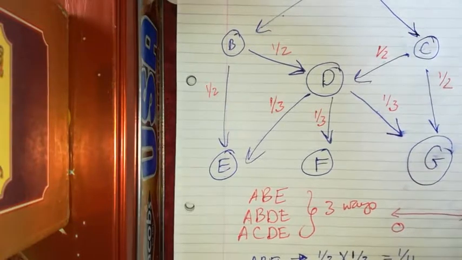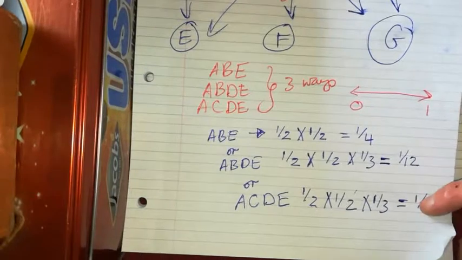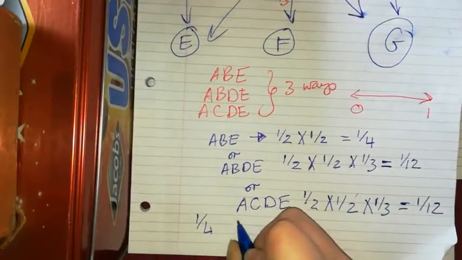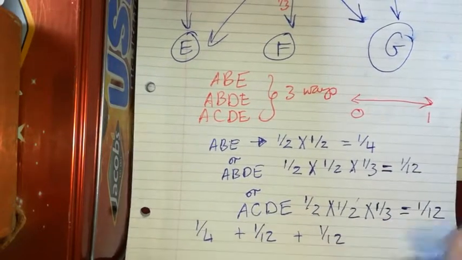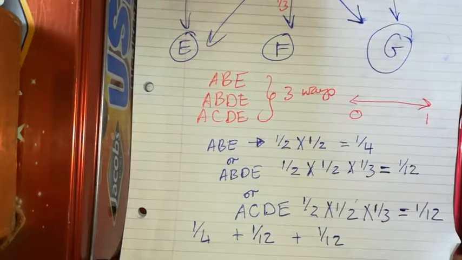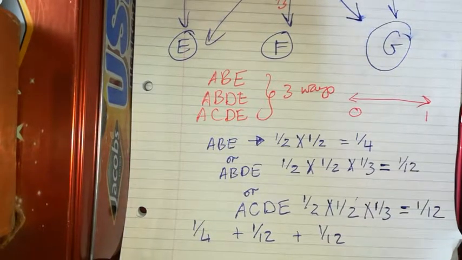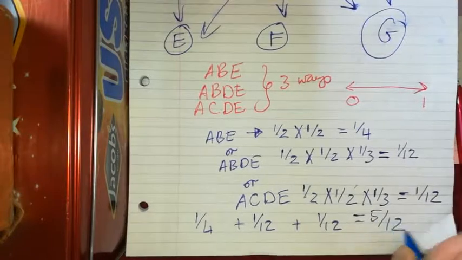So if we're doing this way or that way or that way, we have to add the probabilities. So a quarter, or means we add, plus 1/12, plus 1/12. This all together will give the probability that he arrives at point E. So a quarter plus 1/12 plus 1/12, and then I get 5/12. So that is the probability that the skier will reach point E.